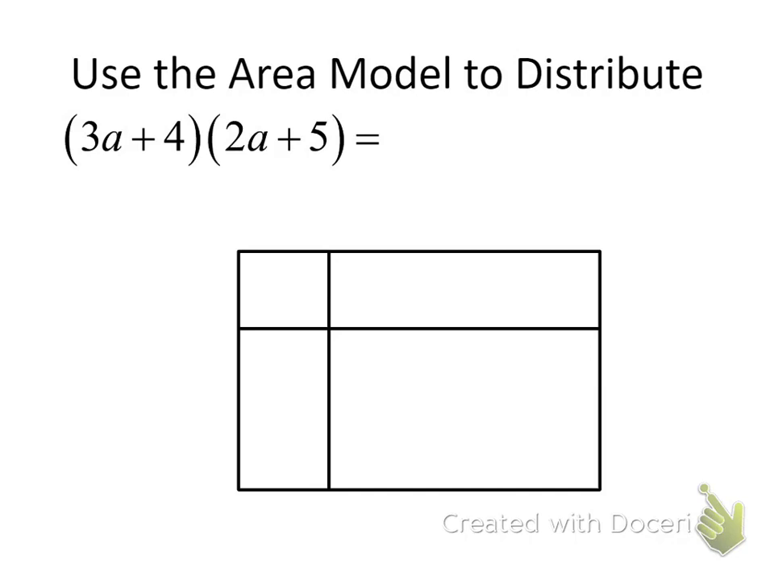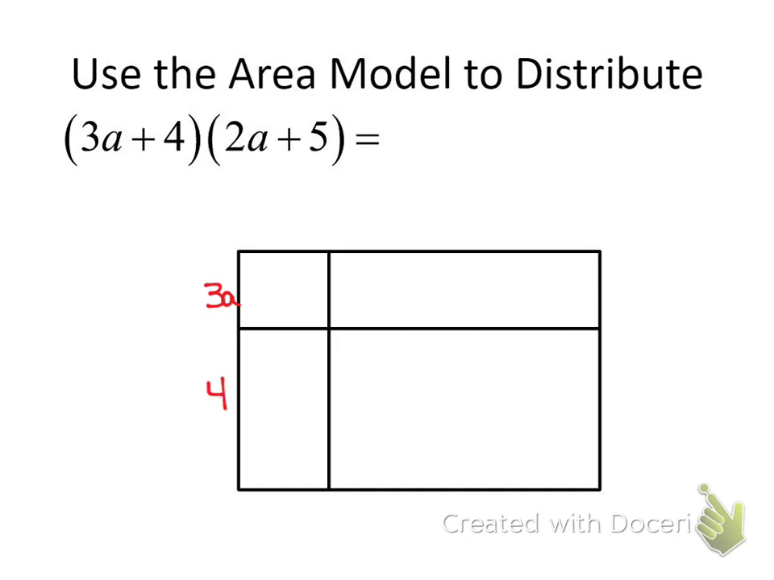Now, how did I know that these were referring to heights and lengths? How did I know that this was height and length and not total area? Yeah, they have the parentheses. So what's the height of my area rectangle, or my area model here? 3a, and then 4, okay. Logan, what's the length of my area model here? 2a and 5.